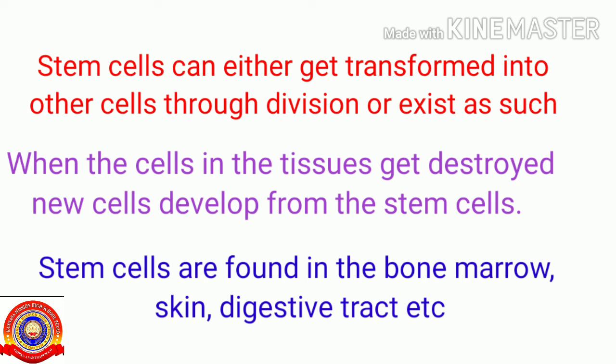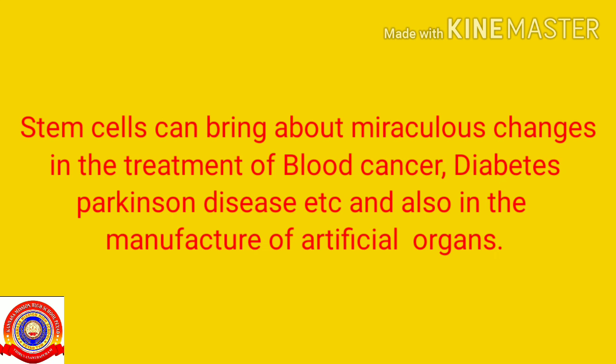When the cells in the tissues get destroyed, new cells develop from the stem cells. Stem cells are found in the bone marrow, skin, digestive tract, etc. Stem cells can bring about miraculous changes in the treatment of blood cancer, diabetes, Parkinson's disease, etc. and also in the manufacture of artificial organs. These are the points we studied about stem cells.